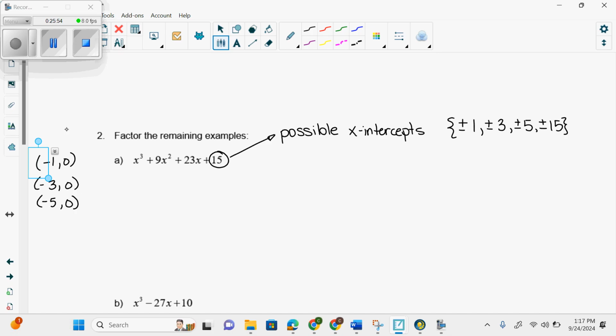Why are the possible x-intercepts in squiggly brackets? I just put them in squiggly brackets because it just means the set of numbers. But if you just listed them without a squiggly, you'd be fine.